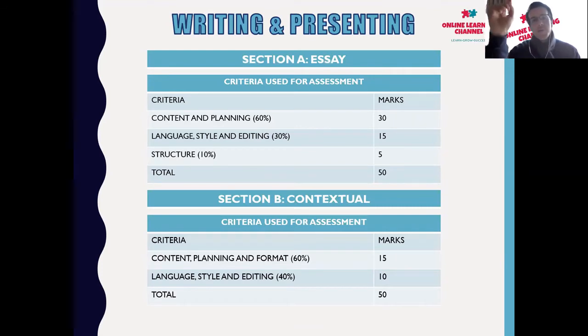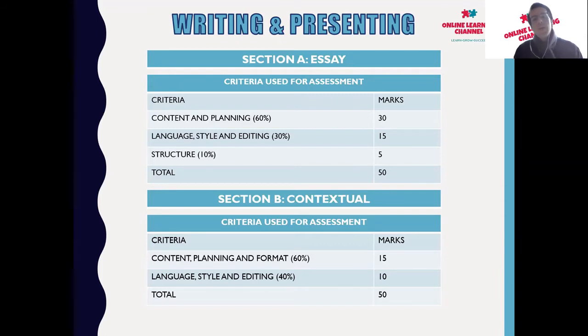Okay, so when it comes to section A, this is just a table that gives us an indication as to how exactly your essays are assessed by the examiner. Pretty important information to be aware of that you may not necessarily have been aware of previously. In terms of the criteria that the examiner looks for, the content and the planning comprise 60% of your eventual mark.